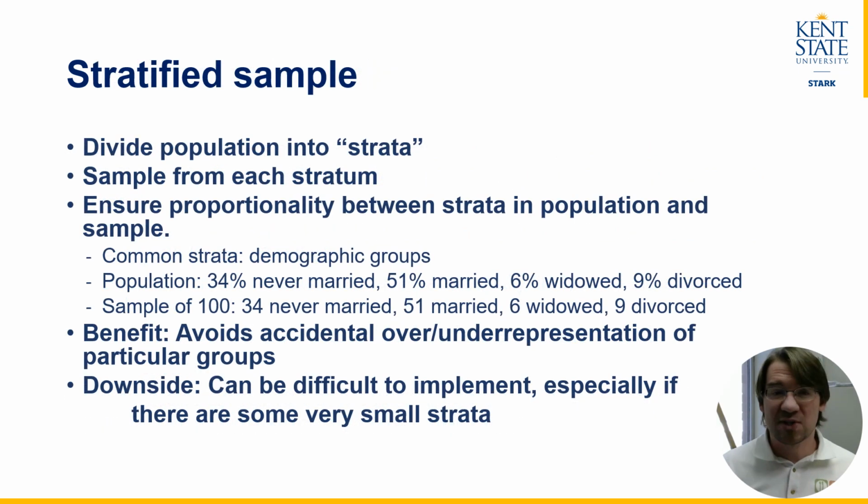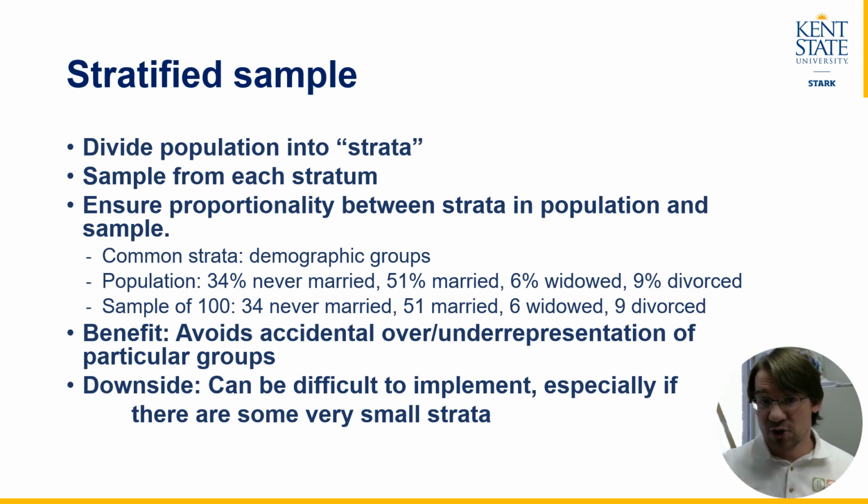A third option is a stratified sample. The idea here is to divide the population into various strata, then we sample from each stratum in such a way that we ensure that the strata are represented in the sample the same way they are in the population as a whole. Often this is used with demographic groups. For example, in the US, we know about 34% of adults have never been married. 51% are currently married, 6% are widowed and not currently married, and 9% are divorced and not currently married.